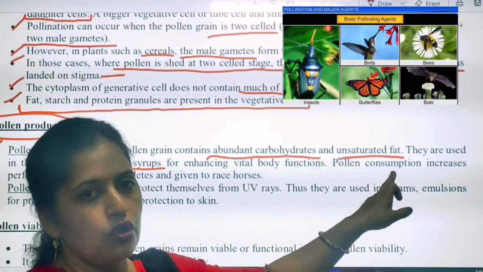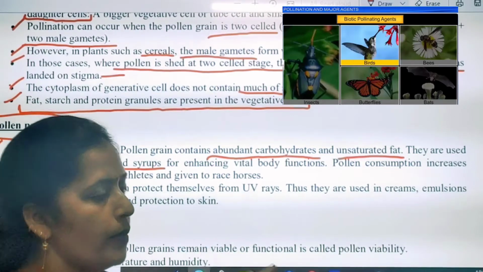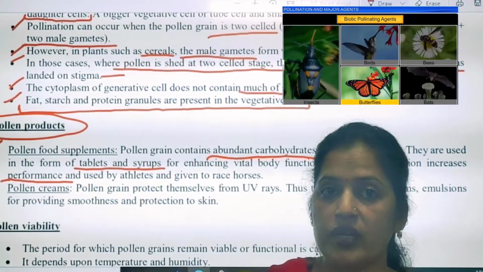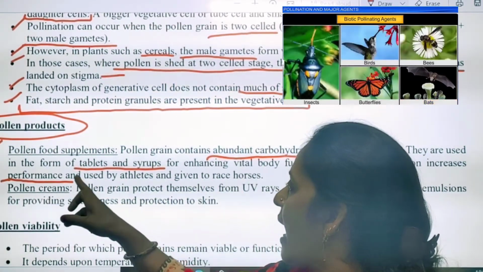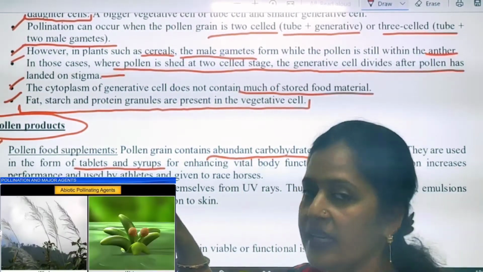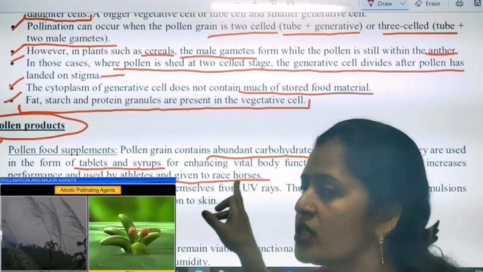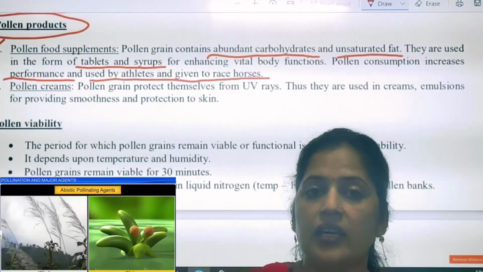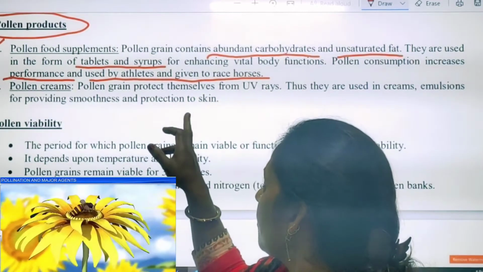Pollen consumption, जो pollen की consumption होगी, that increases performance. अब जो जितनी pollen की consumption होगी, that means that increases the performance and used by the athletes. That performance is used by the athletes and given to race horses. That means that syrups and tablets, they are given to the athletes as well as the race horses.